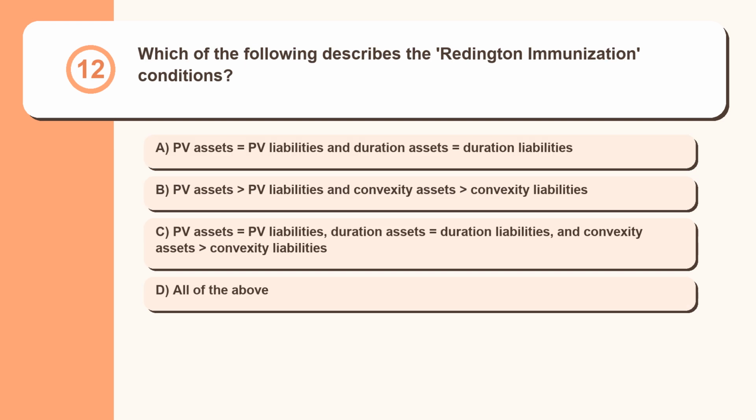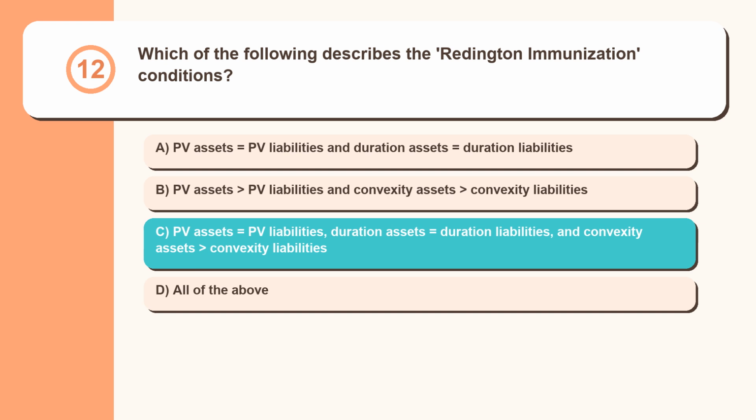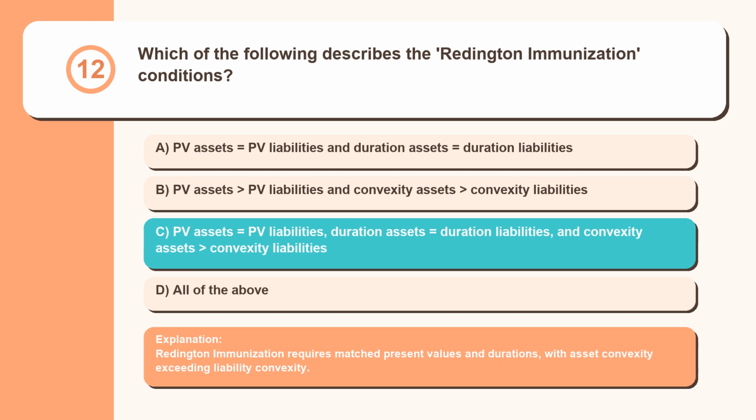Question 12. Which of the following describes the Redington immunization conditions? PV assets equals PV liabilities and duration assets equals duration liabilities. PV assets equals PV liabilities and convexity assets exceeds convexity liabilities. PV assets equals PV liabilities, duration assets equals duration liabilities, and convexity assets exceeds convexity liabilities. All of the above. Redington immunization requires matched present values and durations, with asset convexity exceeding liability convexity.